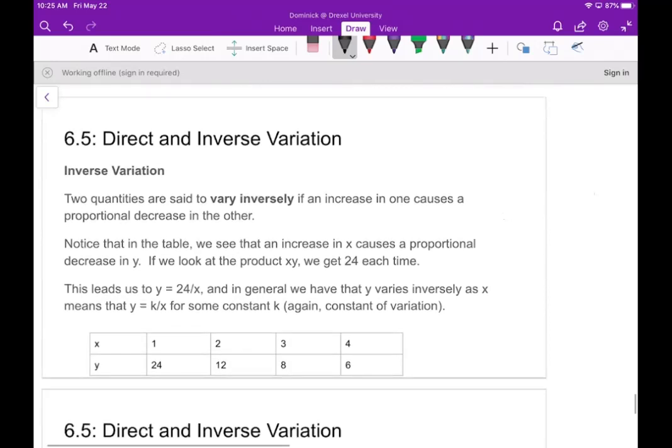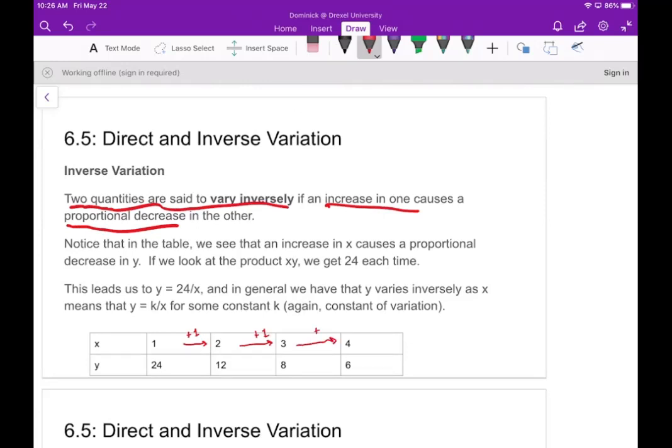Okay. So the other part of this section that we can talk about is what's called inverse variation, right? And this is sort of the opposite. We say that two quantities are said to vary inversely if an increase in one causes a proportional decrease in the other. So you can see here that when you add 1 each time to your x values, you're getting sort of this decrease happening each time, right?